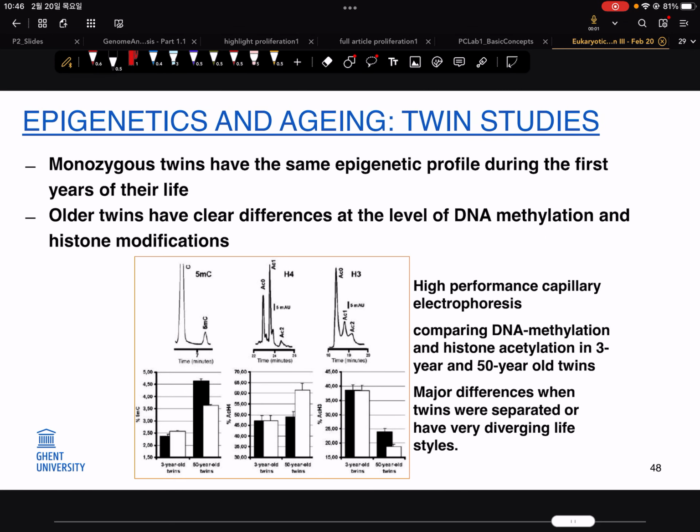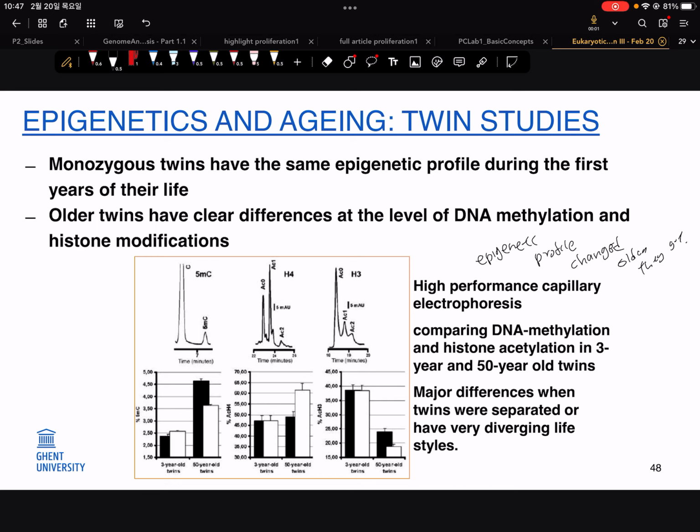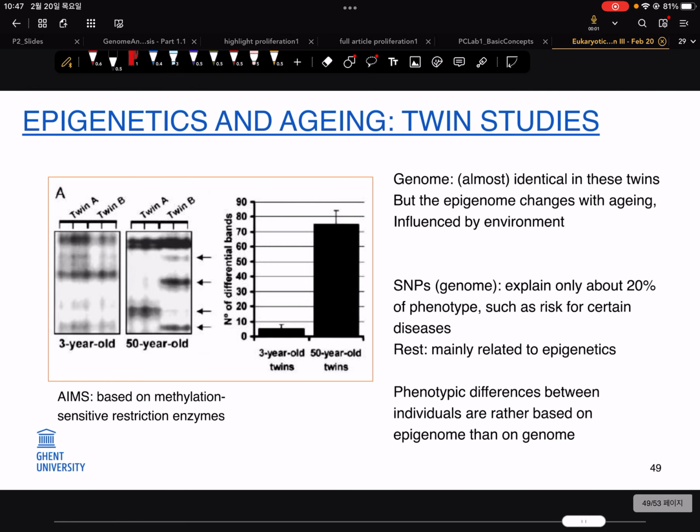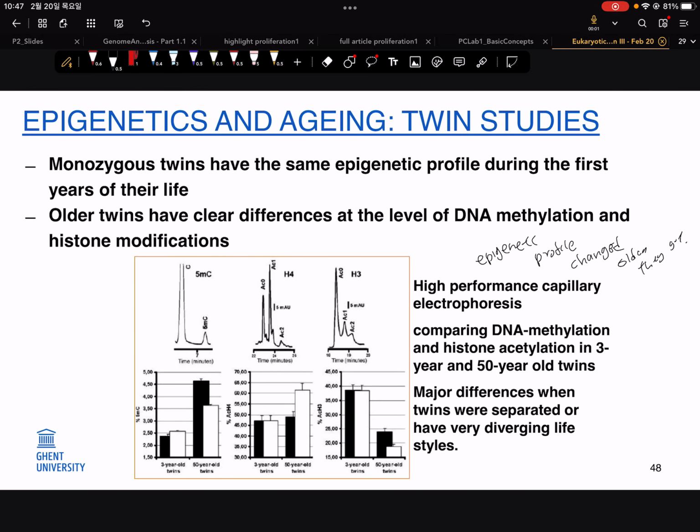If you compare young twins with old twins, so a population of young twins with a population of old monozygous twins, you will see that their genetic makeup, of course, is the same, but their epigenetic profile starts to gradually change the older they get. And we see clear differences between DNA methylation profiles, not only that, but also between histone modification profiles. Here the difference in histone acetylation is shown.